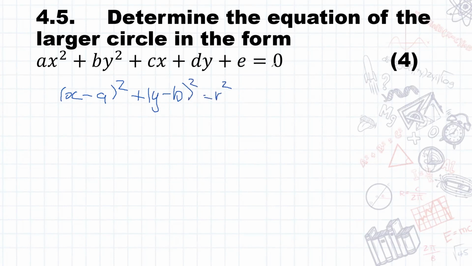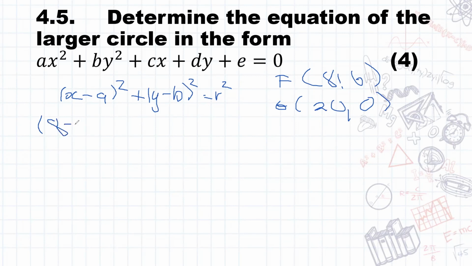Okay. Now, we know two things. We know f, which is 8 and 6, okay? And we know g, which is the center of the circle, which we found in the previous question, which is 20 and 0. So we can quite easily see that we can substitute this in. So f will be our x and our y, and g will be our a and our b value. Okay, so it'll be 8 minus 20 squared plus y is 6 minus 0 squared is equal to r squared. And we'll just chuck this all into our calculator, marvelous thing. And what it will give us is r squared is equal to 180.